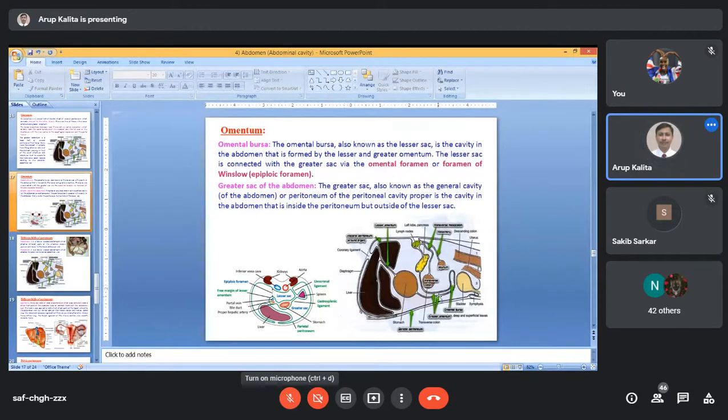So here, this is the foramen. This is the foramen through which the lesser sac and the greater sac will connect, and that is known as foramen of Winslow or epiploic foramen. Very important. So what is foramen of Winslow? It is the connection between the greater sac and the lesser sac of the omentum. That is called the epiploic foramen or foramen of Winslow.